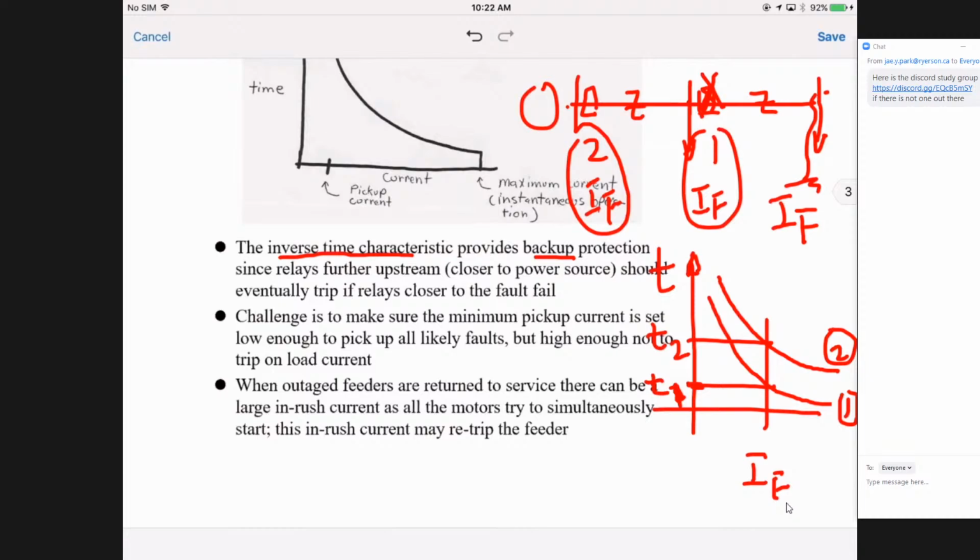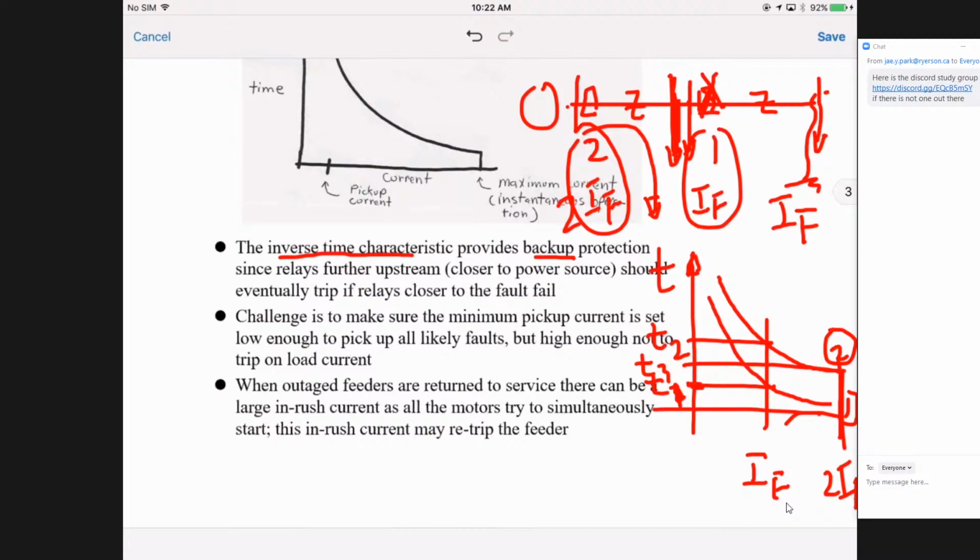Okay, that's why this becomes a backup. Now, if there is a fault here, then breaker 2 will see a huge fault. It's twice the fault. If the fault is here, you will see twice. Twice means here. This is 2IF. When 2IF, it will operate in T3 much sooner than T2.